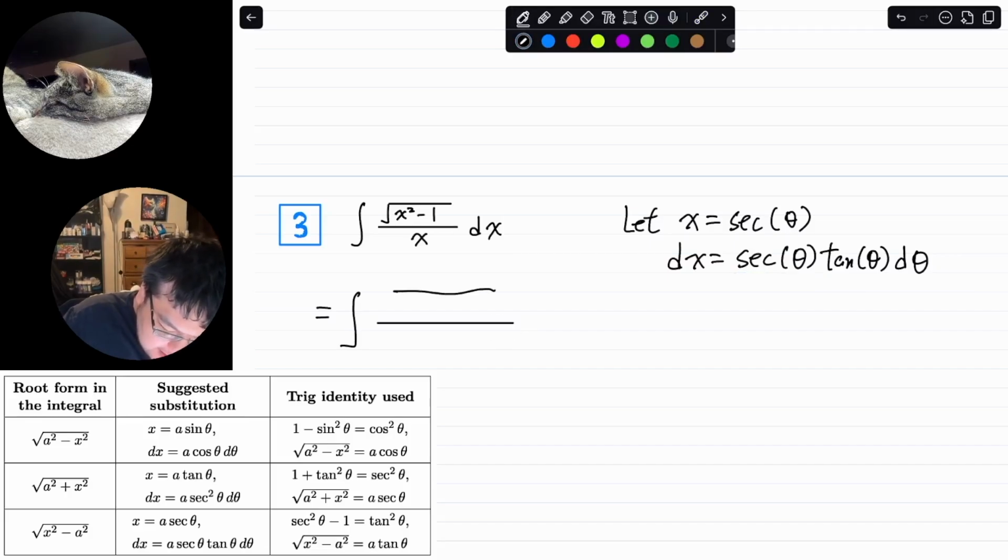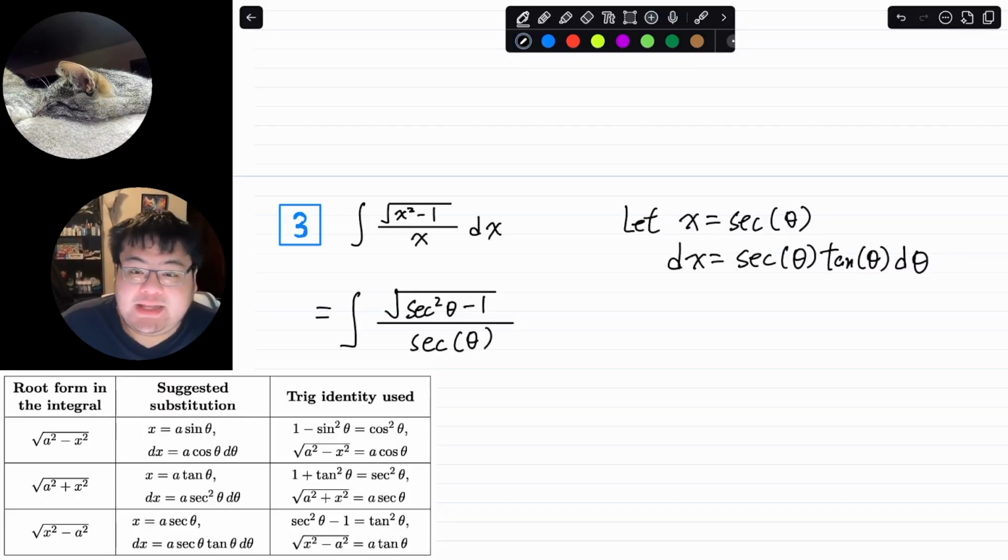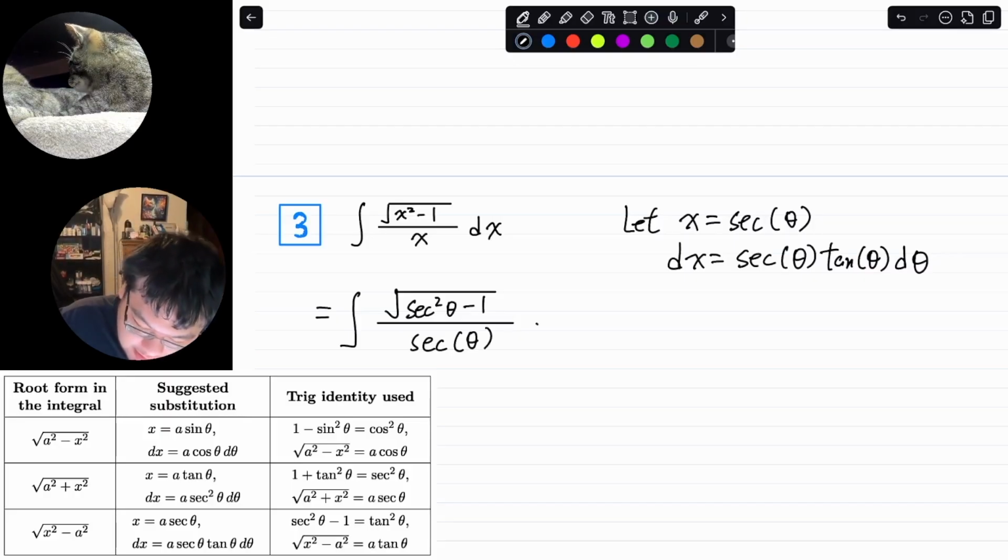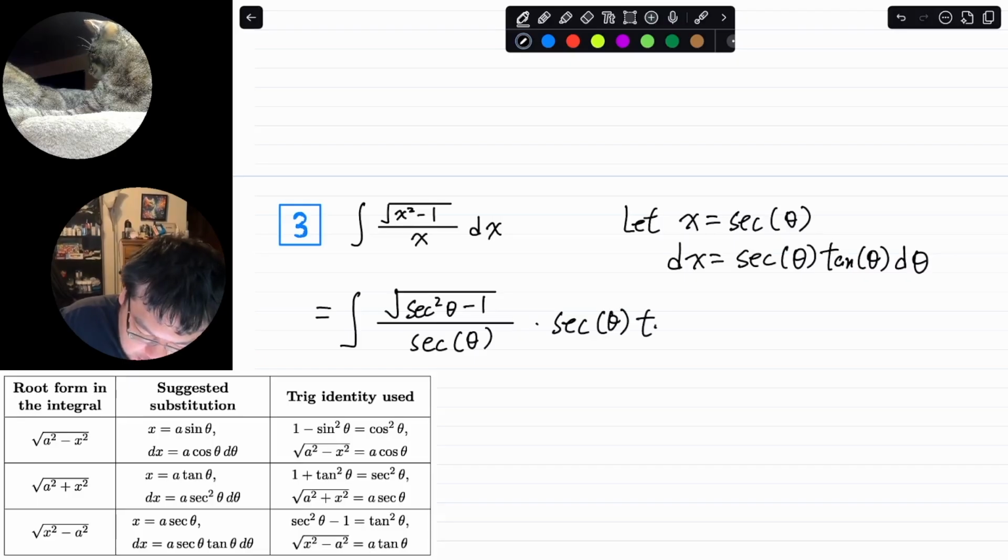So the first guy is the culprit, okay? So that will be just secant squared theta minus 1, right? Because x is secant theta. The second guy, below, is x, nothing fancy. So what is x? Just secant theta, right? Lastly, dx will be secant theta tangent theta d theta.